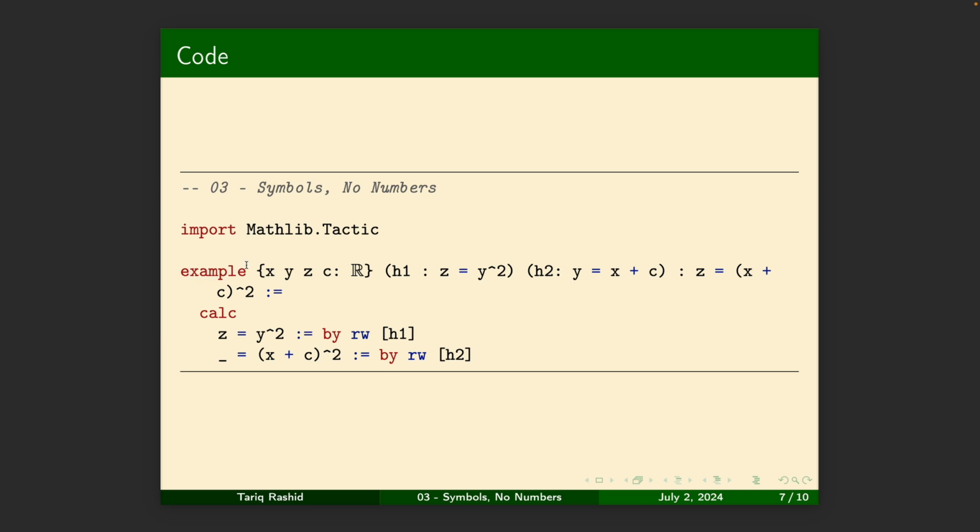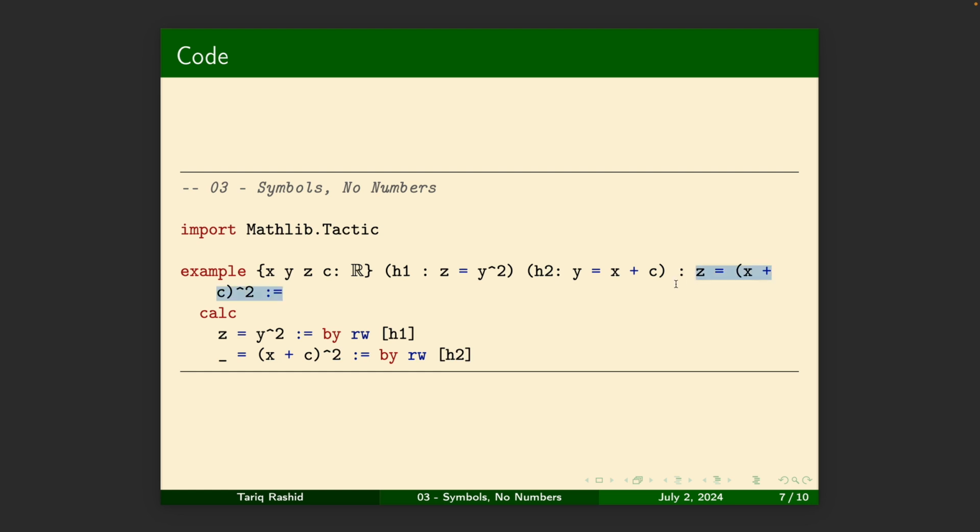You may have a name for the theorem that you're trying to prove, but because we're not going to use it again, we use a special name, example, which means it's kind of like an anonymous one. We set out what the variable types are. So these are real numbers. We set out the hypotheses, the two facts that we're given. Hypothesis 1, which we've named h1, is that z is y squared. Hypothesis 2, which we've named h2, is y equals x plus c. Those are two given facts.